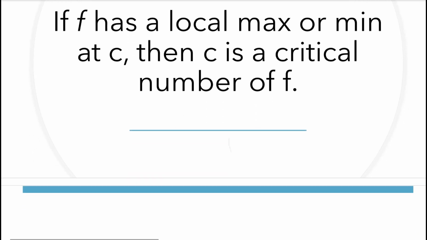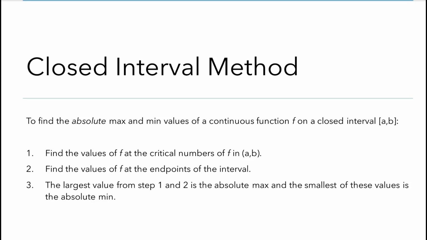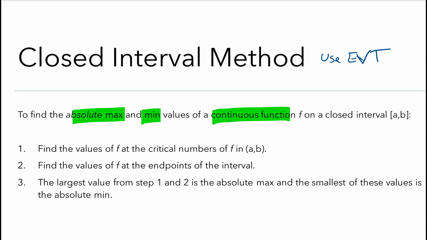Look it up. We're going down to our closed interval method. So, the closed interval method is just using the extreme value theorem, EVT. We'll have an IVT. Oh, we have an IVT. Next, we're going to learn MVT. So EVT, the extreme value theorem. In order for us to find the absolute max and min values of a continuous function on a closed interval, we're going to do 3 steps.